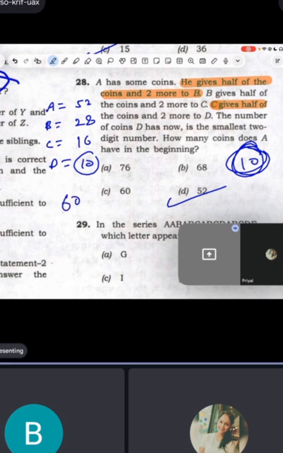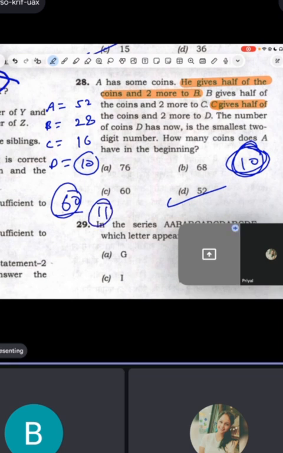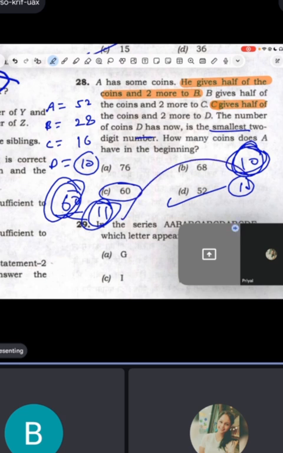So see, I have taken 60 and I got the answer 11. But the smallest two digit number is 10. So it means the answer must be lower than 60. That's why it will come lower. But there's only one option which is lower than 60: 52. This is what I'm saying.